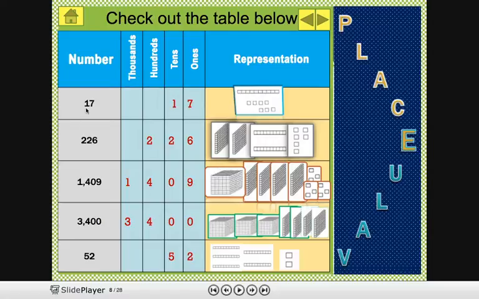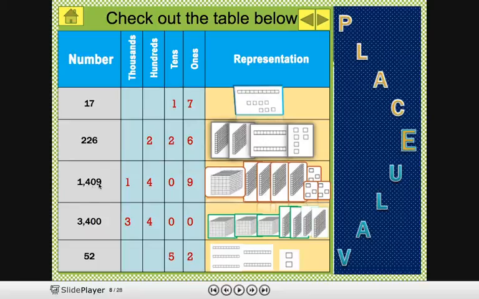Here's an example of the number 17. The 7 goes in the ones place. The 1 goes in the tens place. That's represented by 7 ones blocks and 1 tens block. For 226, we have the 6 in the ones place, the middle 2 in the tens place, and the first 2 in the hundreds place. So we have 226.